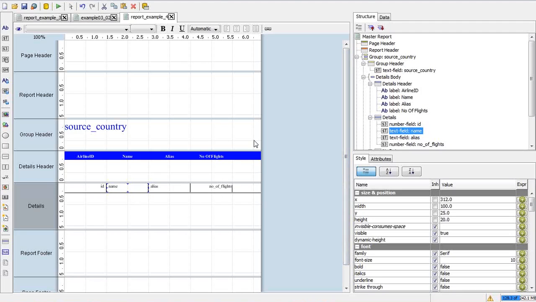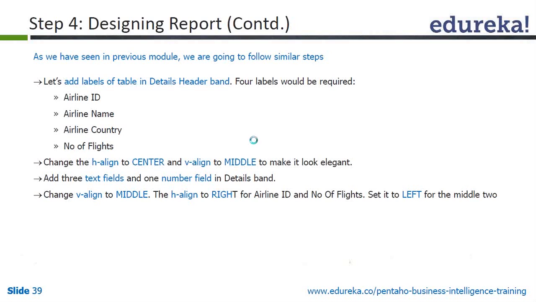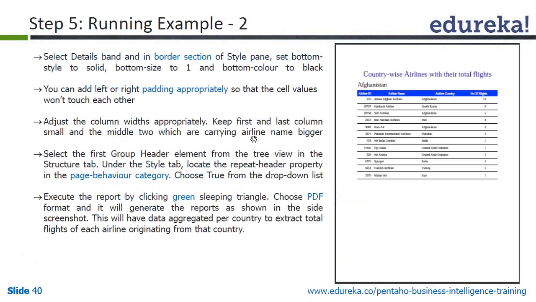So we have added this, we have added horizontal line, and okay, those margins and all it has retained. That is saying select details band, and in border section style pane set the bottom style to solid. Okay, we have already done. Left padding we added, adjust the column width accordingly.